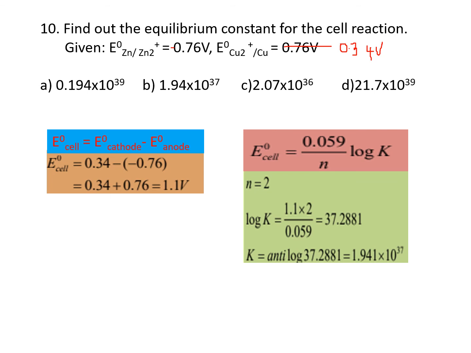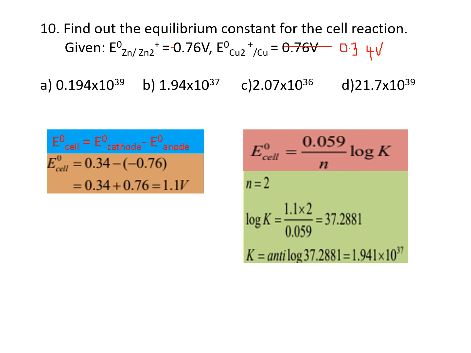So what will be the value? 1.1 V. This is the E cell value. If you substitute this value in this place, and n is equal to 2 divided by 0.01, why does it become reversible? So log K goes this side, it will come down, and this will go up.